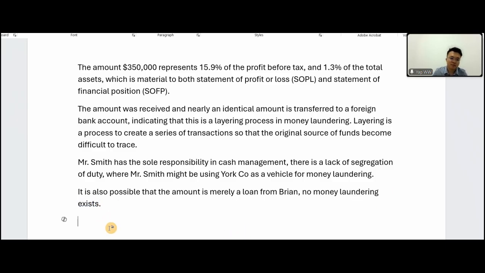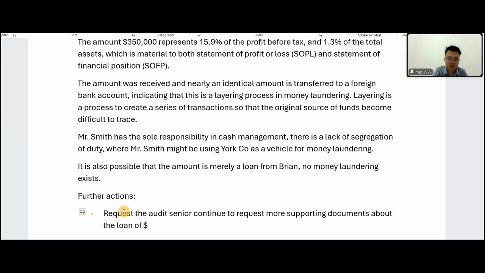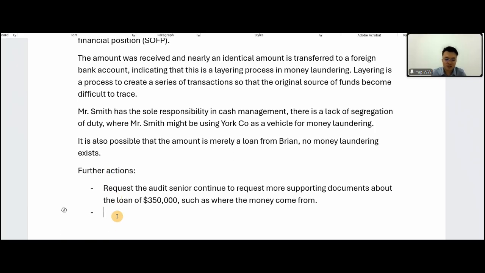Okay, then I want to go through the further actions. When you write answers for further actions, you can always put it in point form. Like what are you about to do? The first thing to do is to request the audit senior to continue to request more supporting documents about the loan of 350,000, such as where the money comes from, and etc. Yeah, continue to request more documents.